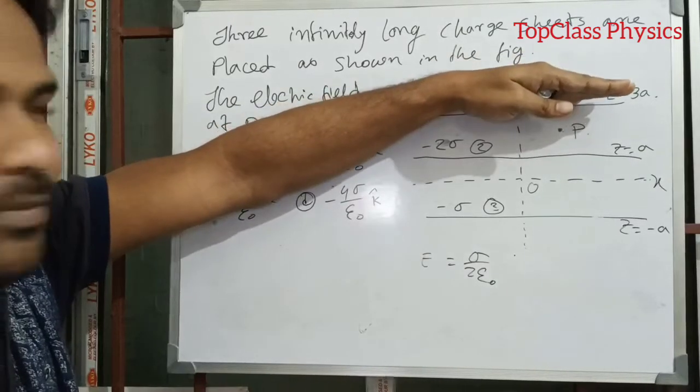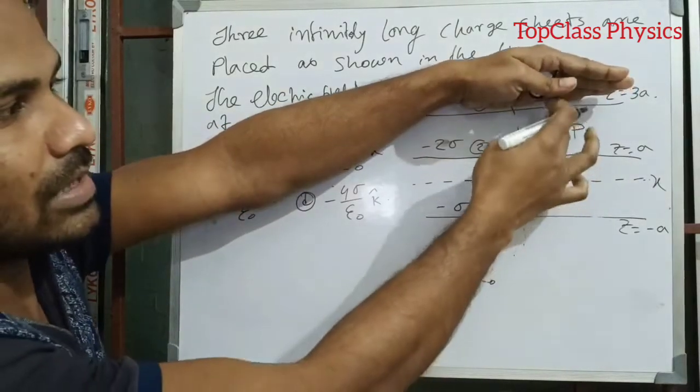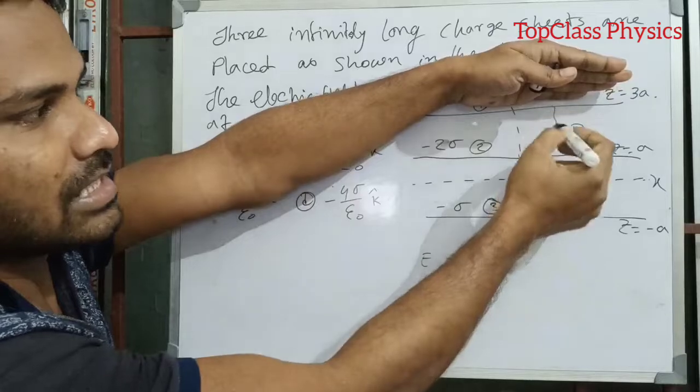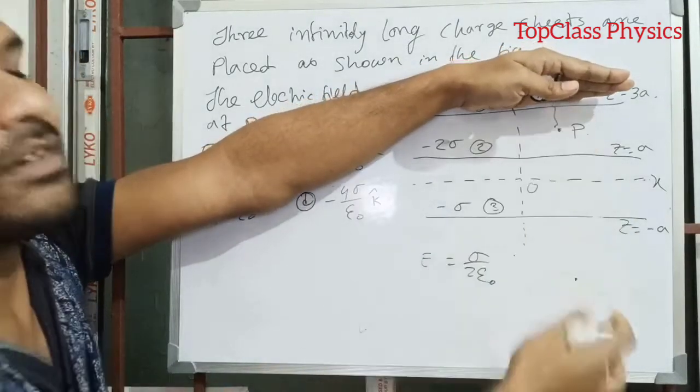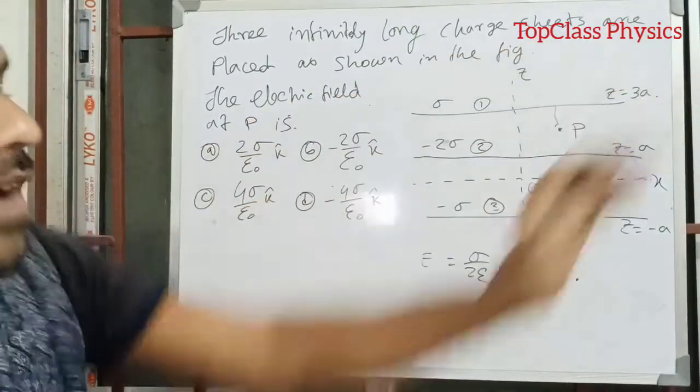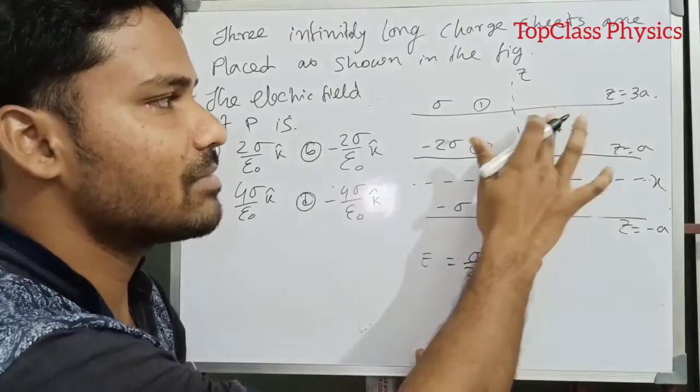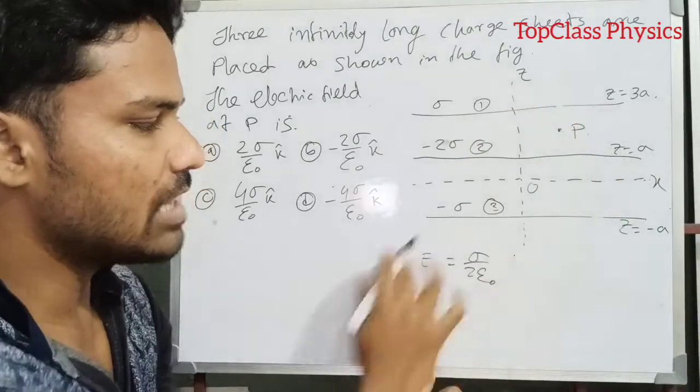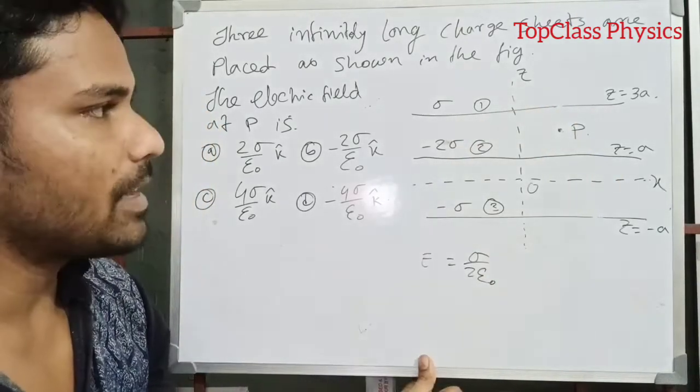Okay, this is not a finite plate. For a finite plate, the distance matters. For long distances the electric field may vary, but for an infinitely long charged plate, distance doesn't matter. So that value is fixed, whatever the distance.